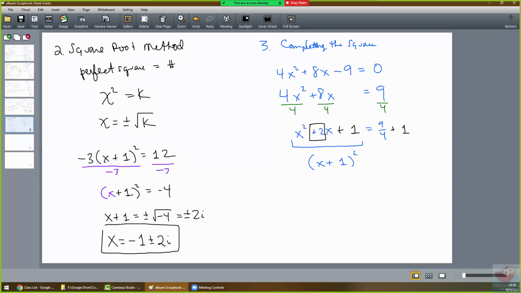On the right, what is 9/4 plus 1 as an improper fraction? Very good. It's 13/4.